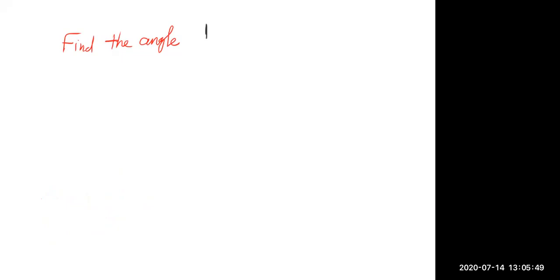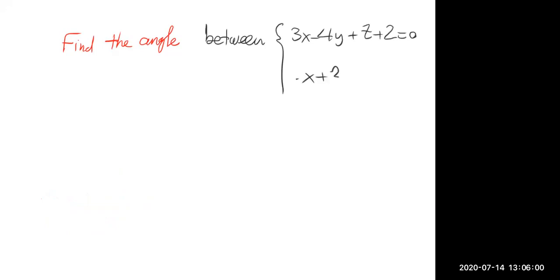Find the angle between these two planes. Say 3x minus 4y plus z plus 2 equals 0, and minus x plus 2y minus 3z plus 1 equals 0. Find the angle theta between these two planes. This is a question you might see in the exam. I want everyone to try to solve this. And if you can't, ask me, and then I will explain.